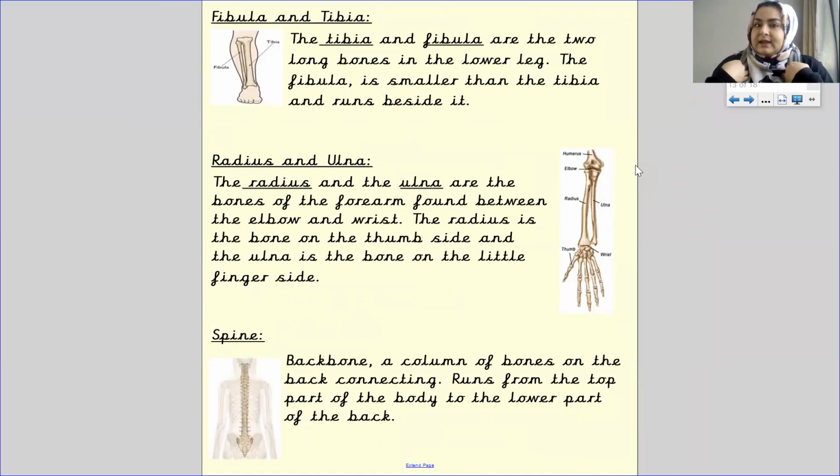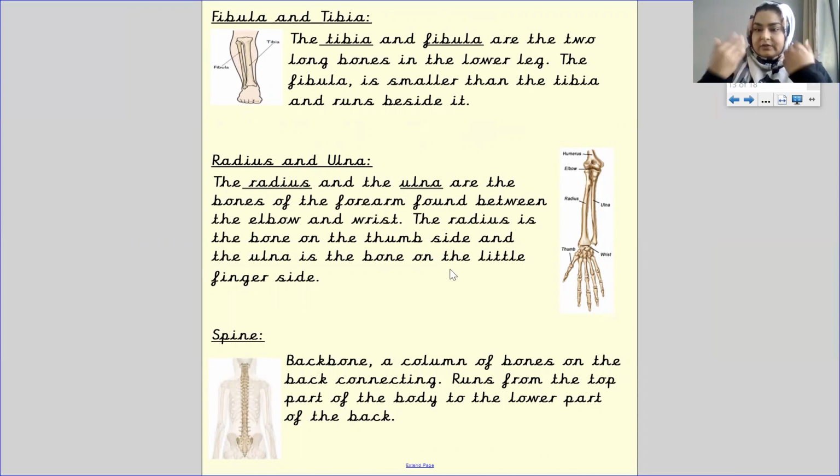Fibula and tibia. The tibia and fibula are the two long bones in the lower leg. So you've got a leg here, and you can see the fibula is smaller than the tibia and runs beside it. So the tibia is the bigger one, and then the fibula is that small little one on the side. Okay?